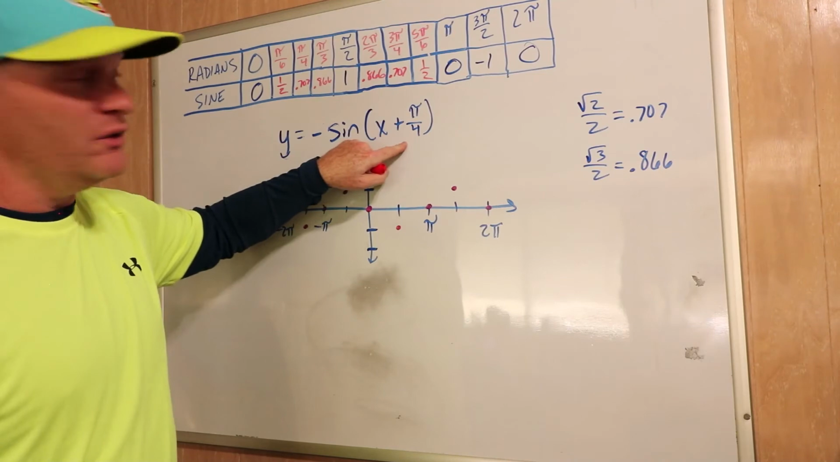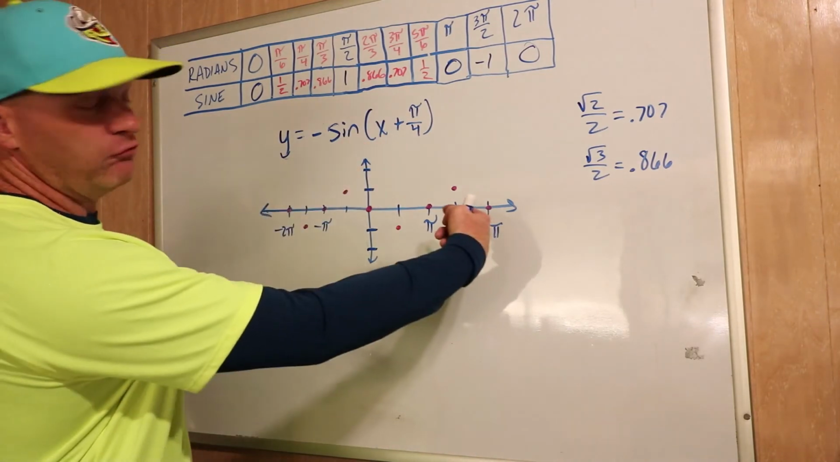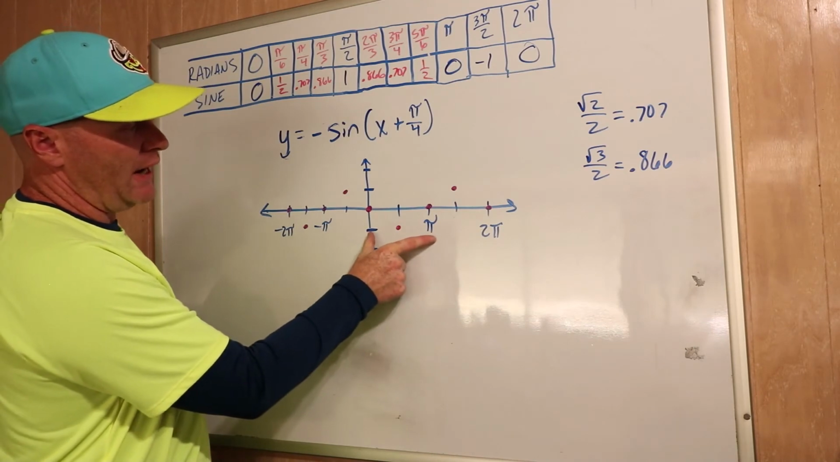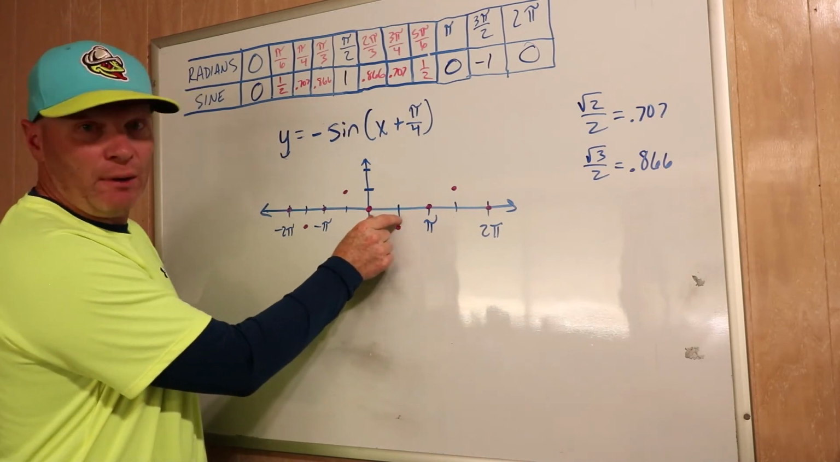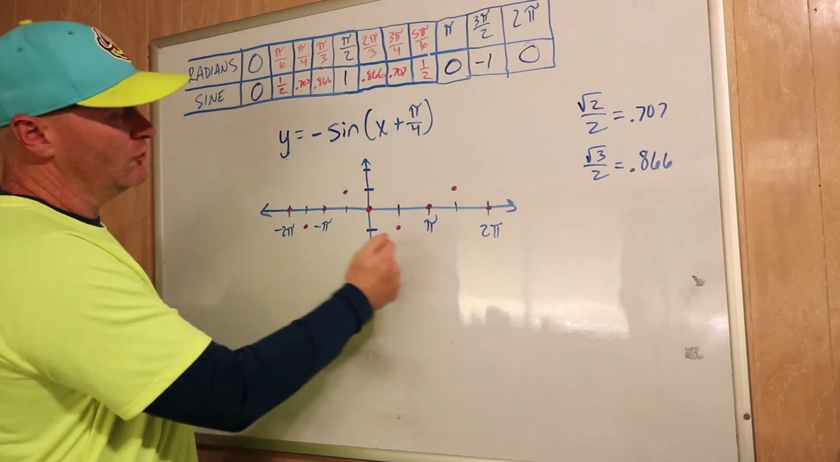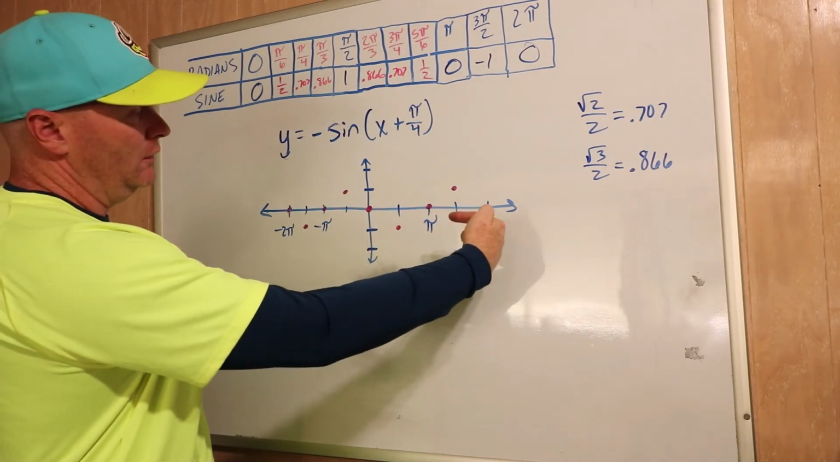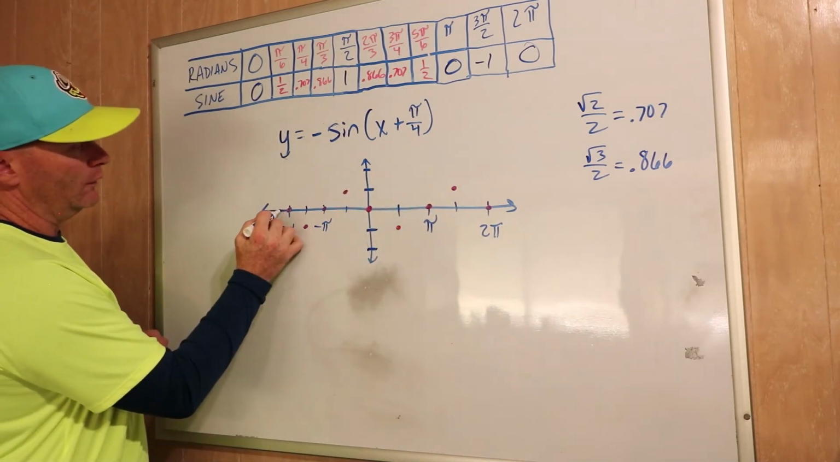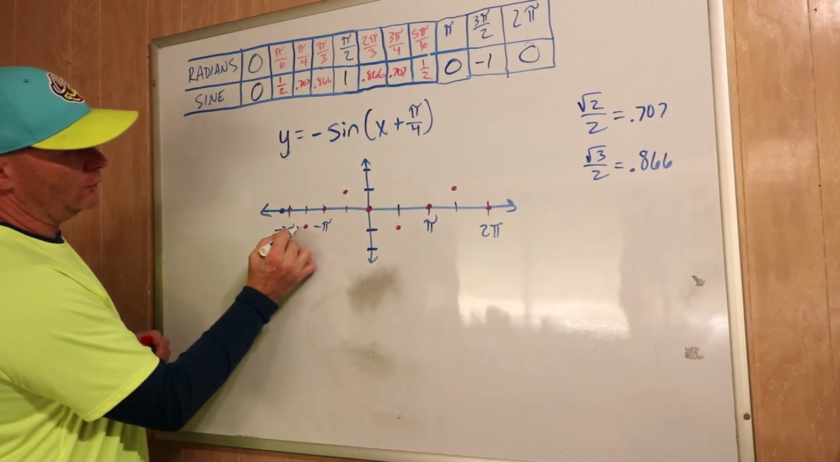Now we're going to take all these dots and move them pi over 4 in this direction. Remember if this is pi, half of that must be pi over 2, and half of that would be pi over 4. So I'm moving all these red dots half a line that way. So this one will end up here. This one will end up here.